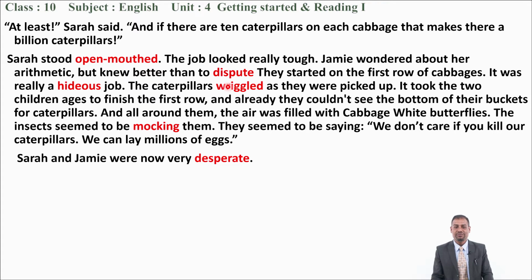So, next, we have dispute. So, what do you guess the meaning of this word in this line? Jamie wondered about her arithmetic but knew better than to dispute. So, what does it mean? Okay, you just try to write it down in your notebook. Later, you will check with my meaning, okay? I'll give you the meaning.